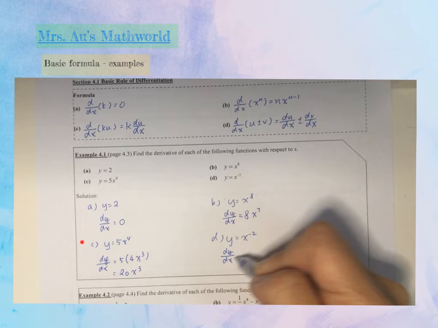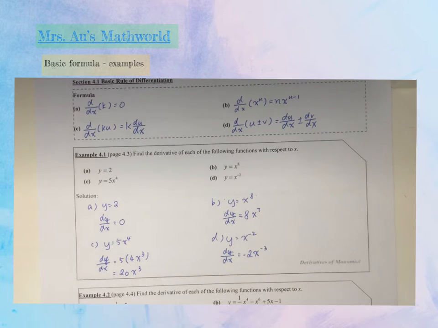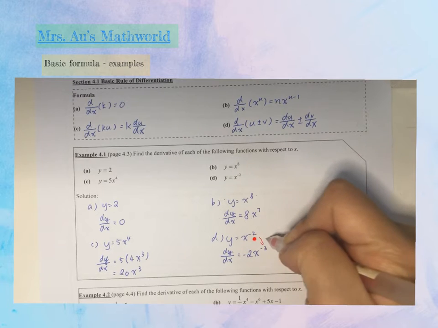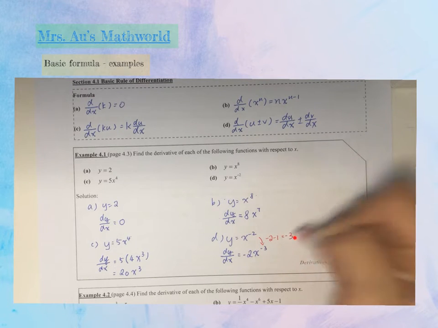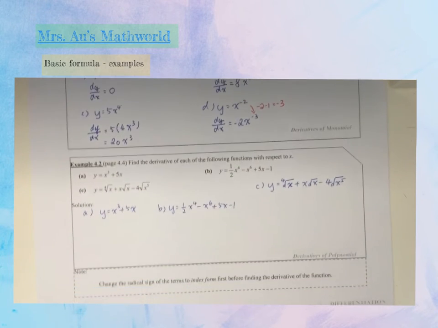So part B and part C are very similar because the powers are all positive. And when you go to part D, you will see that the power is negative. The calculation is the same, but you need to handle the power with care. You see that the power is negative 2, but negative 2 minus 1 becomes negative 3. So the power becomes negative 3 at last.